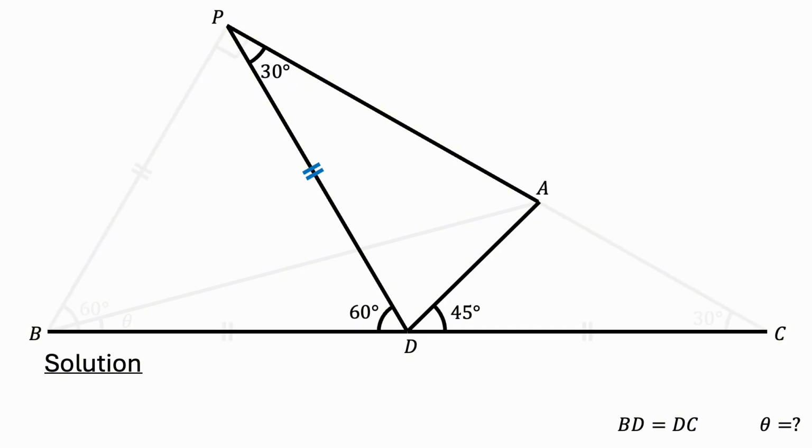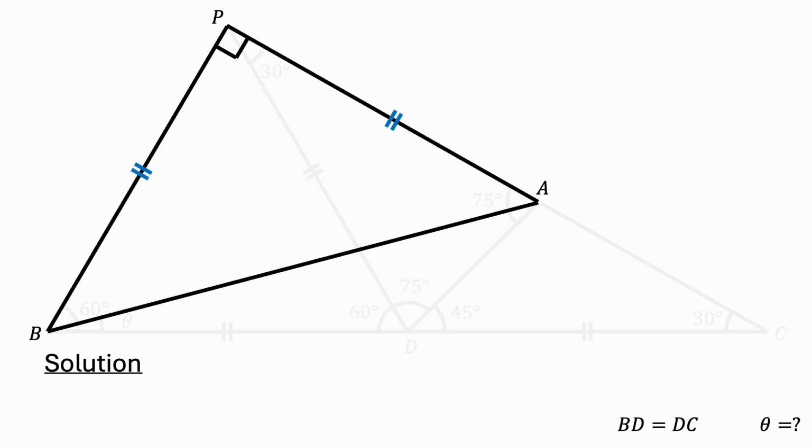Next, consider triangle APD and segment BC. Angle PDA equals 180 degrees minus 60 degrees minus 45 degrees, which equals 75 degrees. Then angle DAP equals 180 degrees minus 30 degrees minus 75 degrees, which equals 75 degrees. Since angle PDA equals angle DAP equals 75 degrees, triangle APD is isosceles, so AP equals DP.